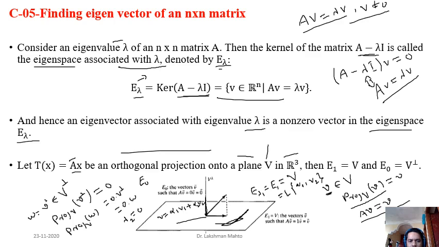You can see it here this way. So what is E0? It is the orthogonal complement of the plane, that means V perp. So you got all the idea.